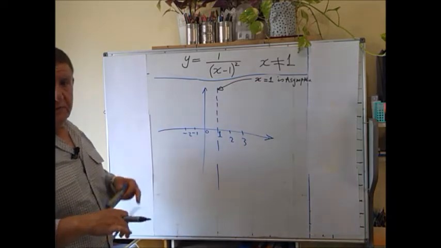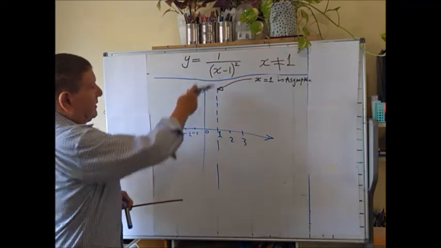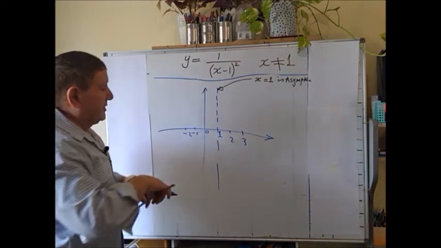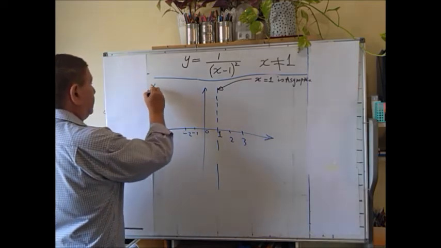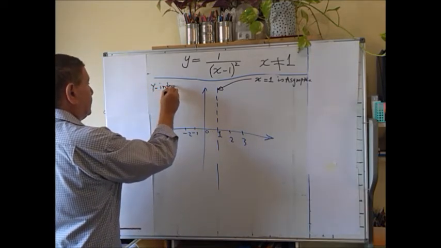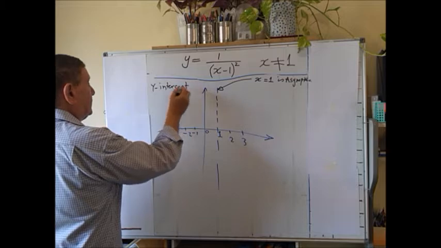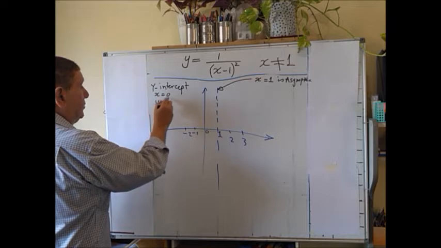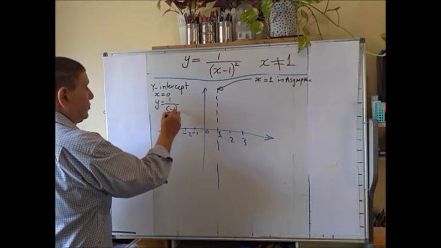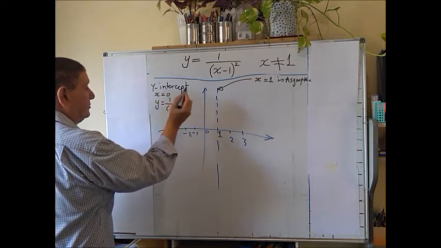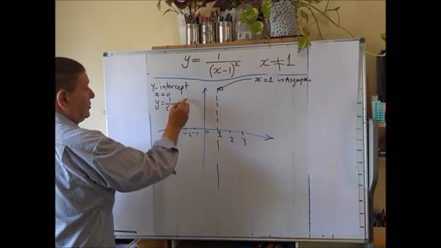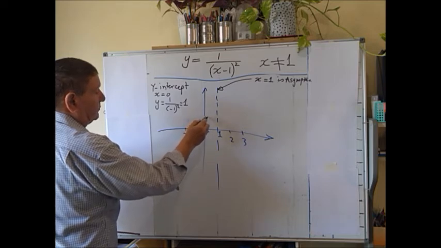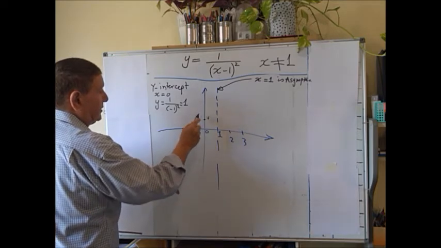Another important point we can find is the y-intercept. Now we can put x equal to 0 so that we find the y-intercept. So let's find the y-intercept. This means x equals 0. If we put it there, you get y equals 1 over minus 1 squared, which equals 1. So there is the y-intercept here. Let's put it on this side.